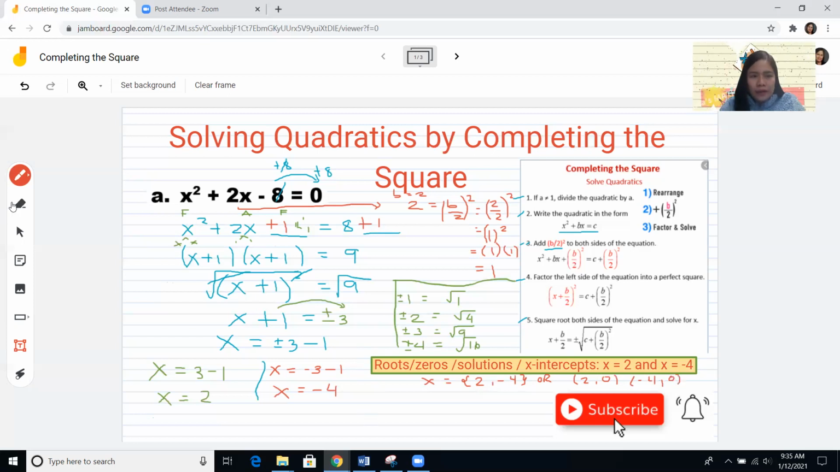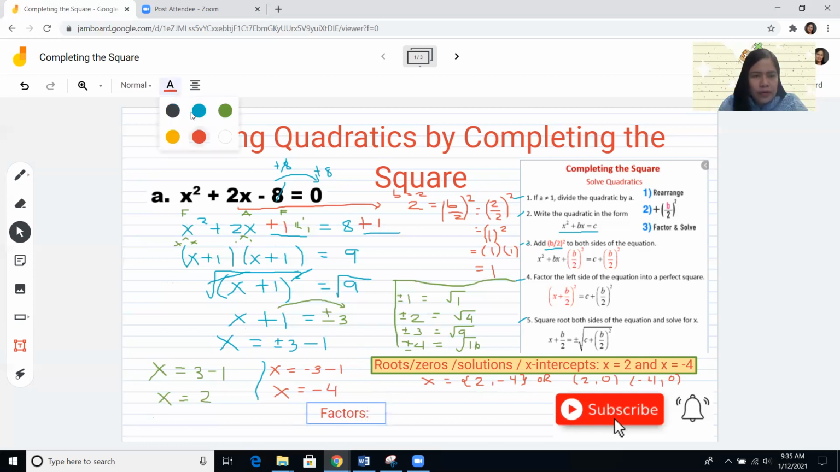Next, what are the factors? What if they're asking you about the factors? So let us write the factors. There is a huge difference on that, so take note. So factors, what are all the factors? Let me use different fonts so that you can see their differences. In writing the factors, we're using parentheses or groups. And those are the inverse or the opposite sign of the roots or zeros, okay?